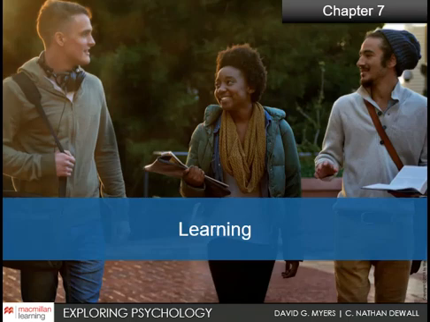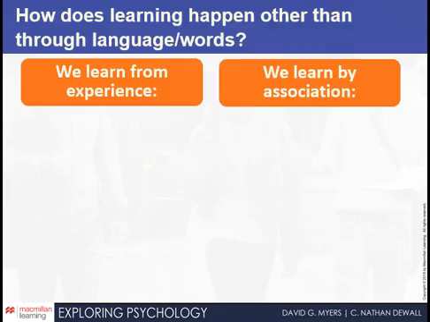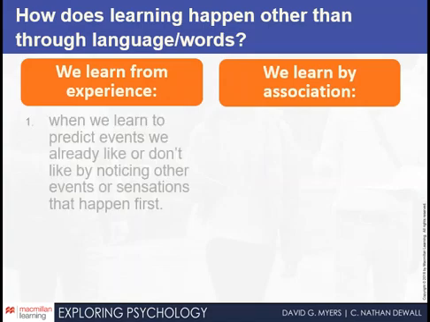Welcome, class. Let's begin our discussion of Chapter 7 on learning. Well, how do we learn? An overview. How does learning happen other than through language and words? Well, we learn from experience.